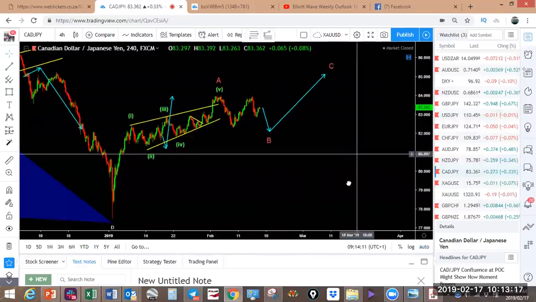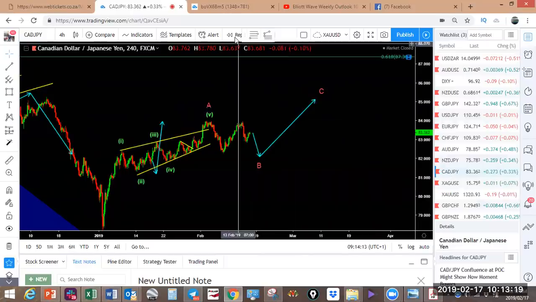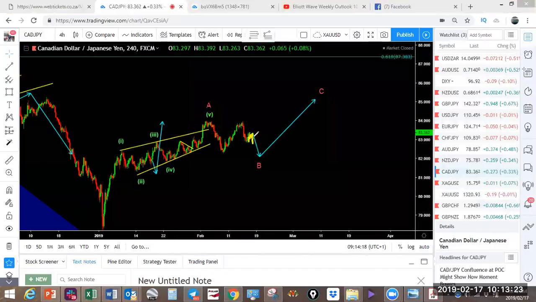So CADJPY, expecting a move like this. I'm expecting this may do that, making this complete structure, and then we'll look for upside. Okay, so that's a corrective structure we're expecting.